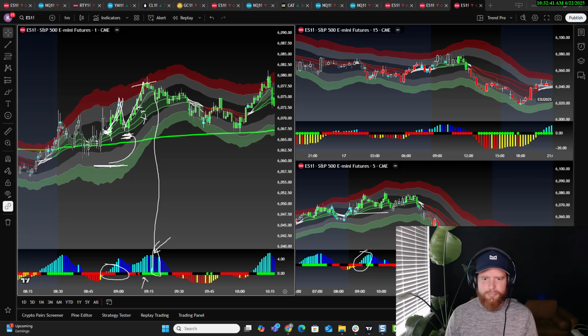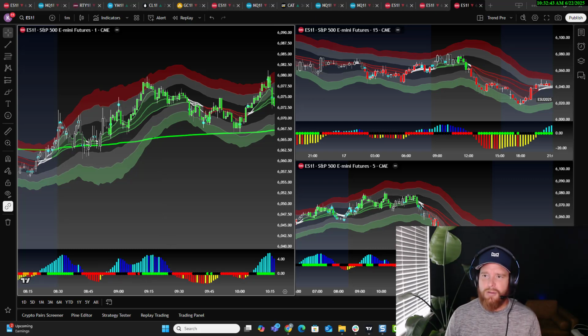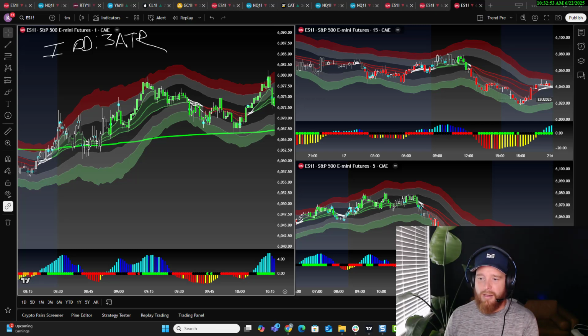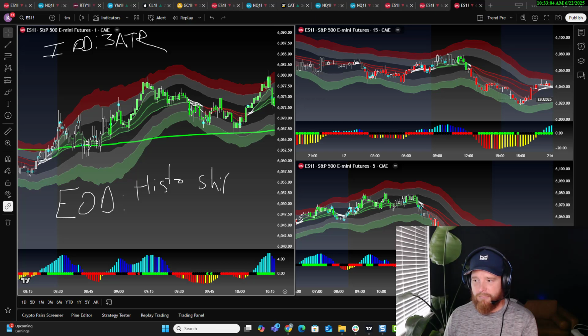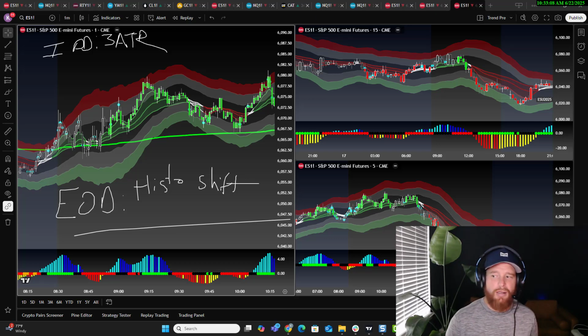So let's talk about that again real quick. If you have, I'll put I for intraday drawdown, you're closing at your third ATR. But if you have end of day, you're waiting for the histo shift. So that is two ways you can trade those types of drawdowns in your account.